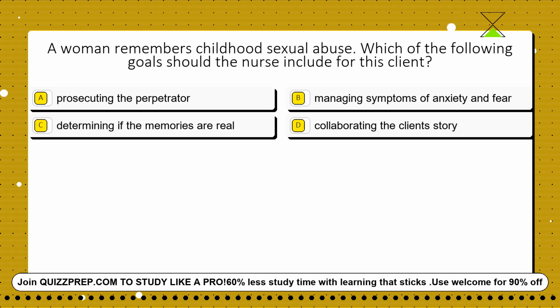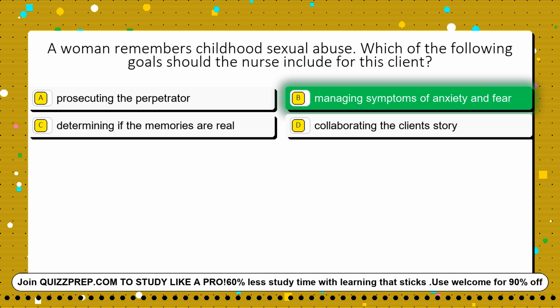Question 27. A woman remembers childhood sexual abuse. Which of the following goals should the nurse include for this client? Option A. Prosecuting the perpetrator. Option B. Managing symptoms of anxiety and fear. Option C. Determining if the memories are real. Option D. Corroborating the client's story.